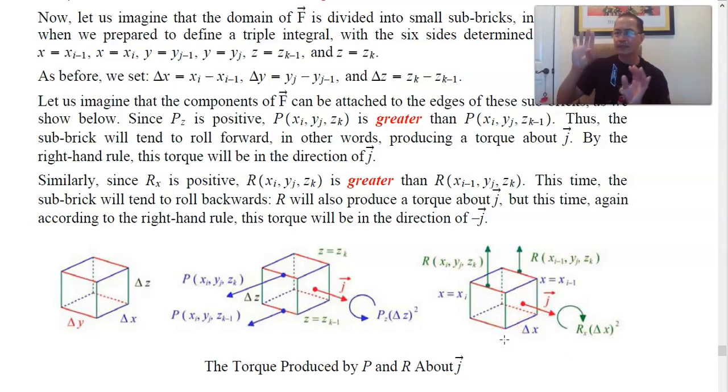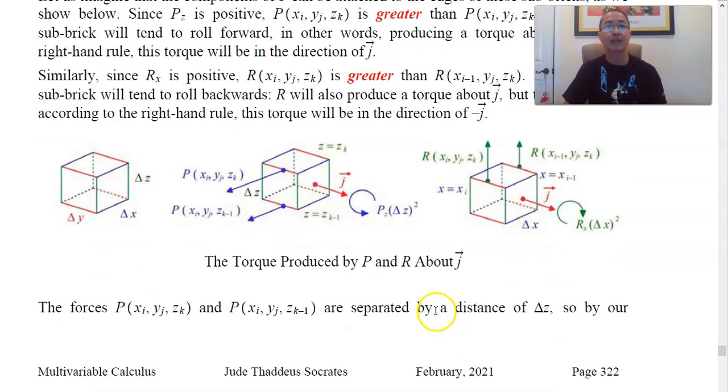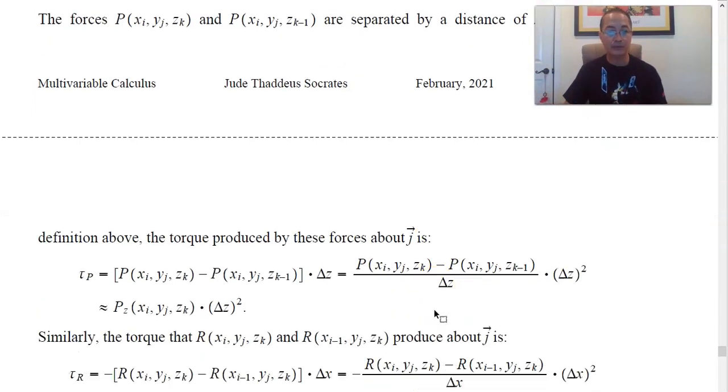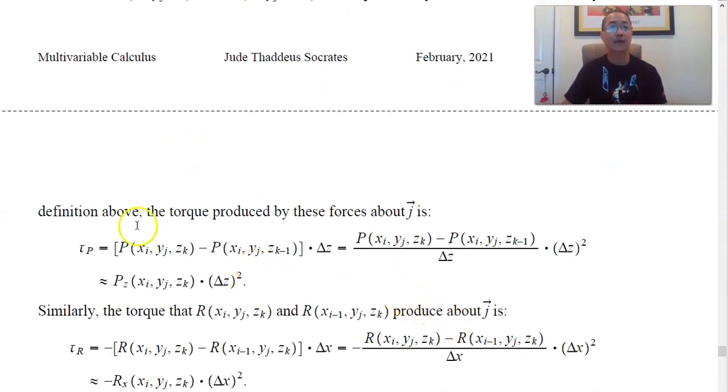And notice this time it's spinning in the opposite direction. Ooh. So that's along the negative y-axis. So there we go. The torque that we produce for T is the difference of the two at the two endpoints multiplied by the distance between them. But let's pretend we're dividing and multiplying by another delta z. That looks now like a partial derivative, doesn't it? It's approximately partial q with respect to z, and we get delta z squared.